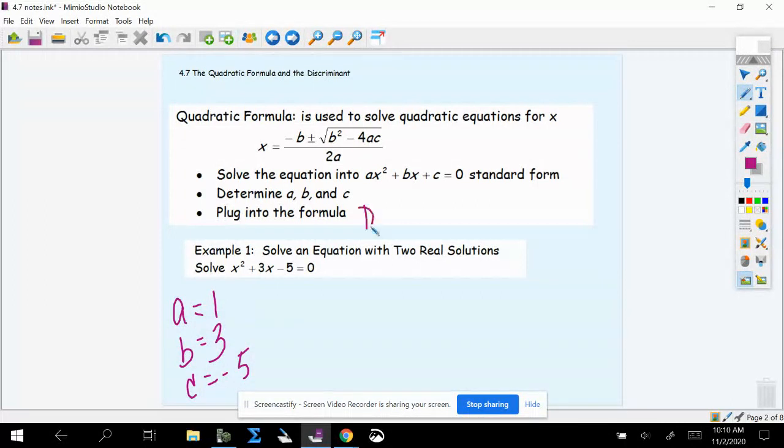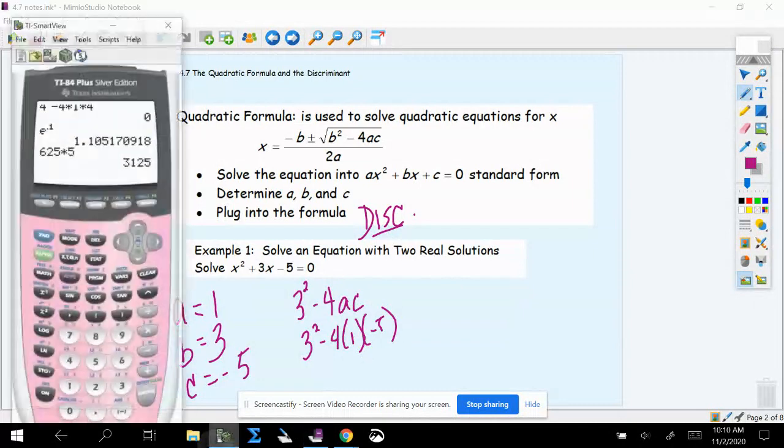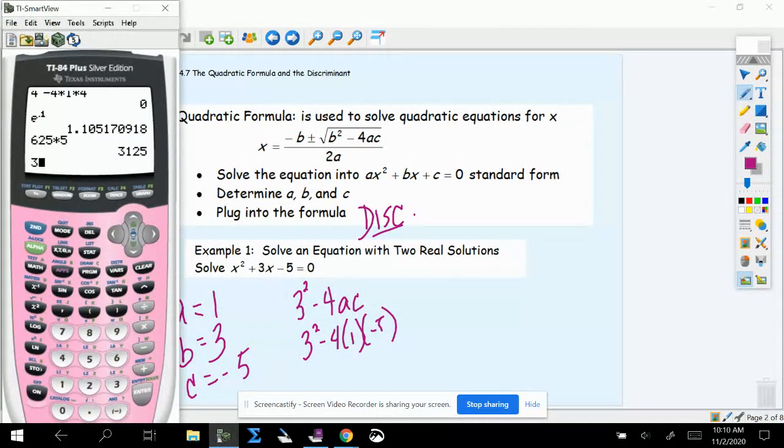I would do the discriminant first. The reason I would do the discriminant first is that it gives you an idea of what we are looking for. Are we getting 2 real answers? Are we getting 1? Are we getting none? So my discriminant is b squared minus 4ac. So 3 squared minus 4 times 1 times -5. You can do it straight in your calculator. We get 29.